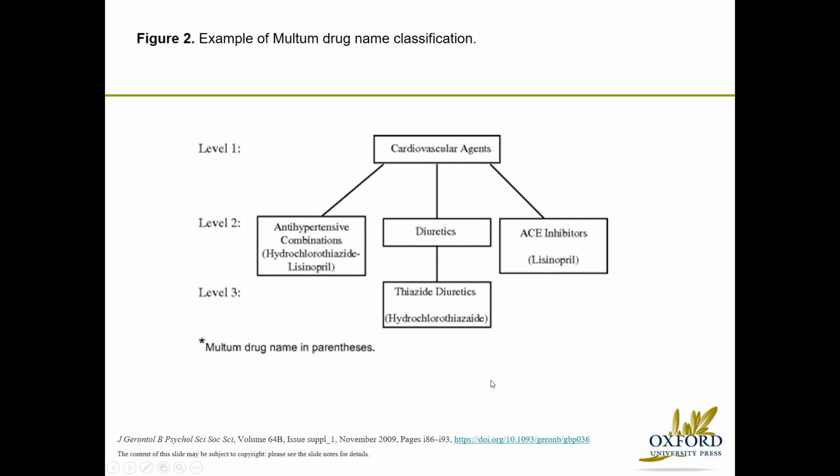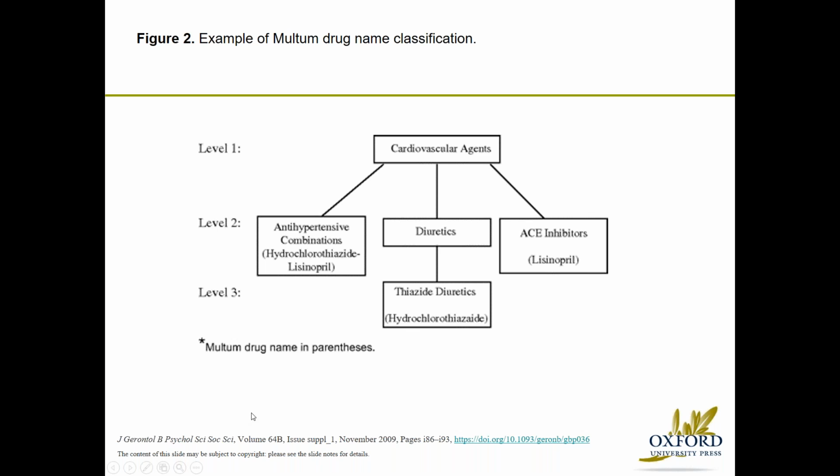So if someone's interested in antihypertensives or diuretics, you have to go more granular. You have to go to level 2. If you're interested in looking at hydrochlorothiazide or thiazide diuretics, you would want to capture the information at level 3.